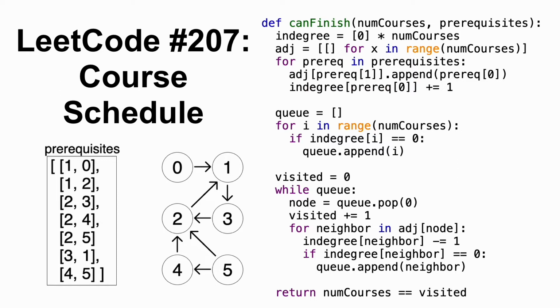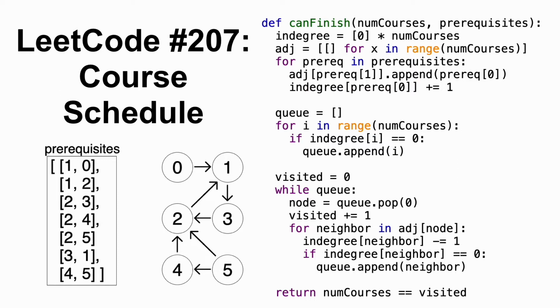We are given two arguments, num courses and prerequisites. Num courses is the total number of courses that you have to take, which are labeled from 0 to num courses minus 1. So if num courses was 6, then there would be 6 courses that you need to take, labeled from 0 to 5.